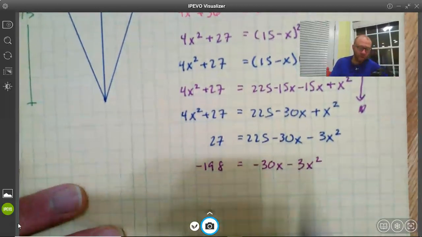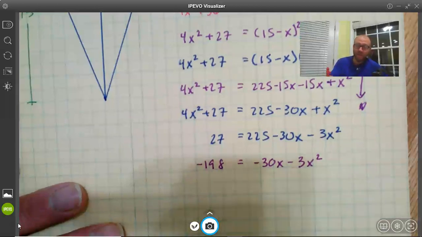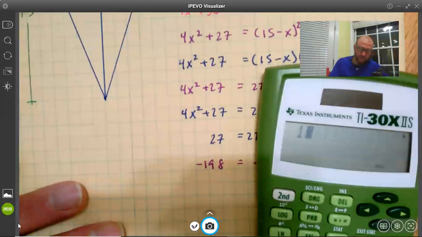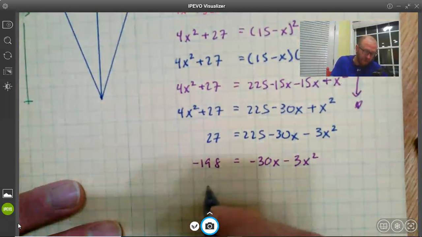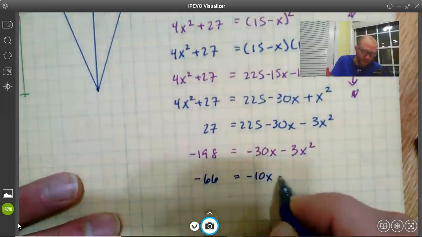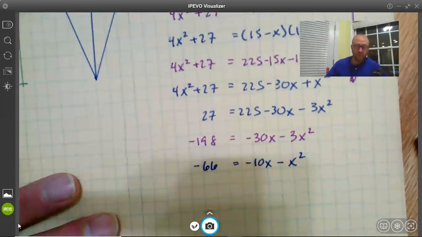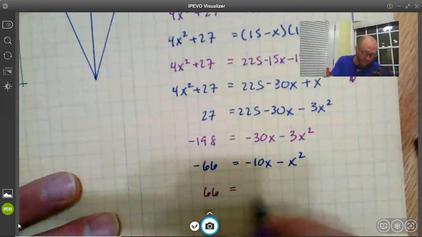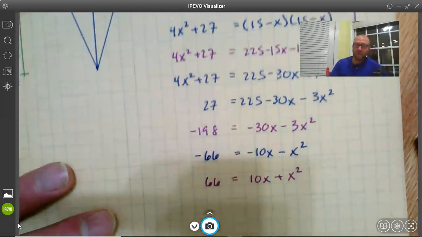Now, I want this coefficient here to be a 1, so I'm going to divide everything by 3. This works out nicely because all these numbers are divisible by 3. 198 divided by 3 is 66. I'm going to leave it as negative, actually. We're just going to divide by 3, giving negative 10x minus x squared. Now I'm going to multiply everything by a negative 1, giving us 66 equals 10x plus x squared.